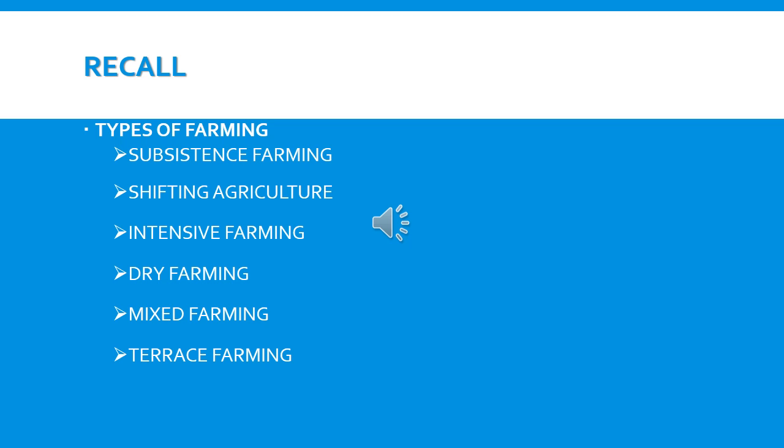Then intensive farming. So here they use modern methods. With a small area of land, they try to produce the maximum quantity. So they produce maximum yield. Intensive farming means using modern technology.